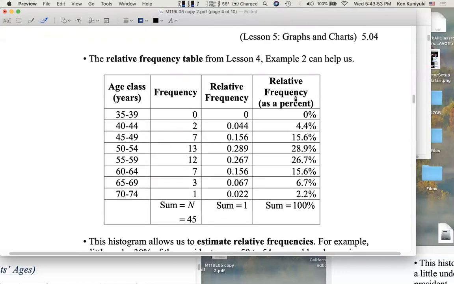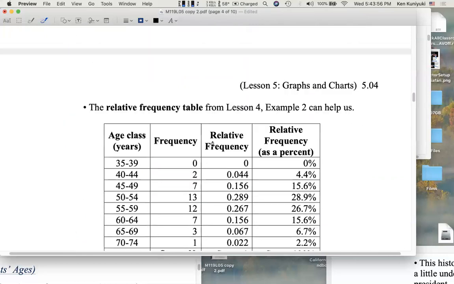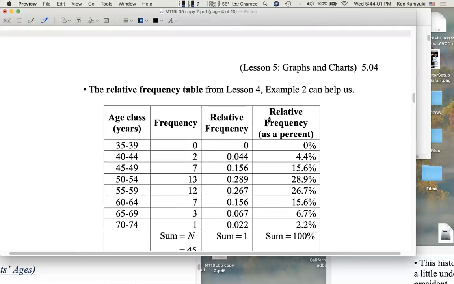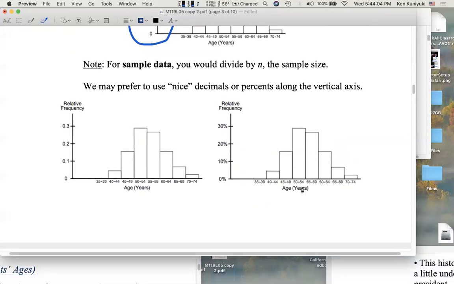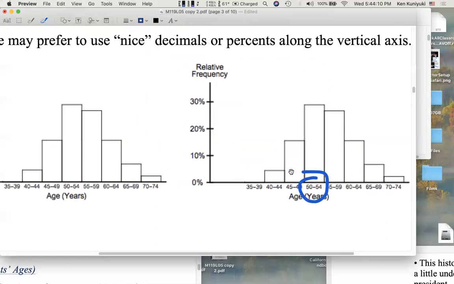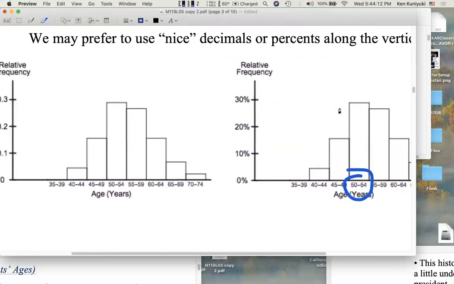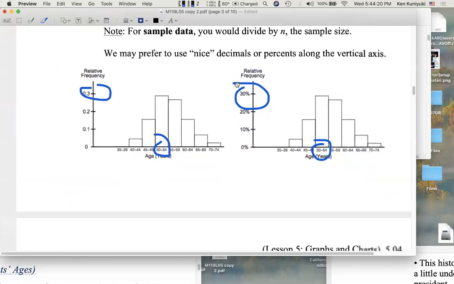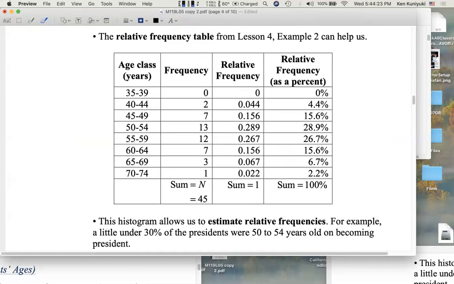Okay. And then the heights of the bars here would correspond to the relative frequencies in decimal or percent form. And then you can do estimates. So for example, what proportion of the presidents were in their early 50s, 50 to 54 years old, when they became president? Well, a bit less than 30%, looks like. Proportion is a little bit less than 0.3. You can get that from the relative frequency histogram. From the relative frequency table, you can see that the actual relative frequency was about 28.9%.